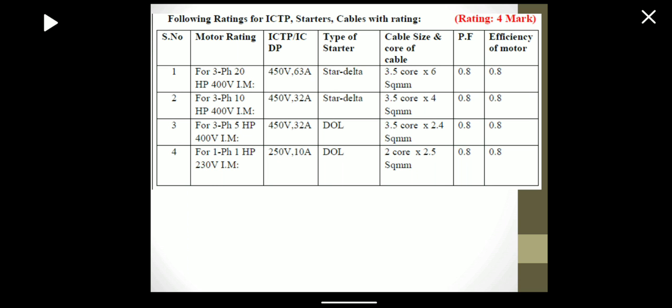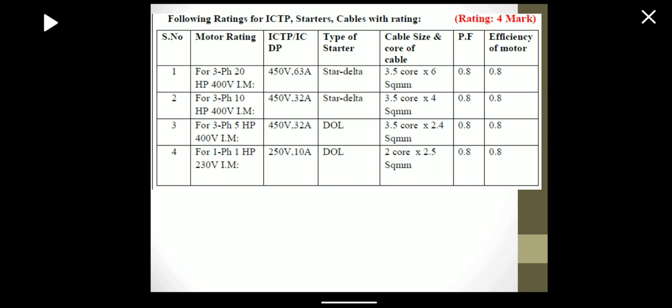So motor rating is 3 phase 20 HP 400 volt induction motor. ICTP is required 450 volt 63 ampere. Star delta starter is used. Core size is 3.5 core into 6 square mm. Power factor is 0.8 and efficiency is also 80%. So efficiency and the power factor for all the motors are the same.